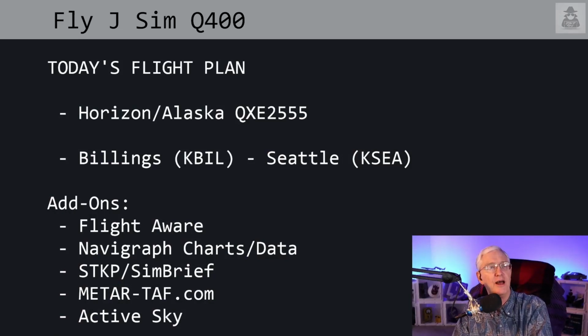We're going to be flying as Alaska Horizon QXE flight 2555. This is regular service from Billings Logan Airport to Seattle Tacoma. Add-ons that I'm using are FlightAware, Navigraph, Charts and Data, Sim Toolkit Pro, metartaf.com, and I'm also using ActiveSky on this flight too.